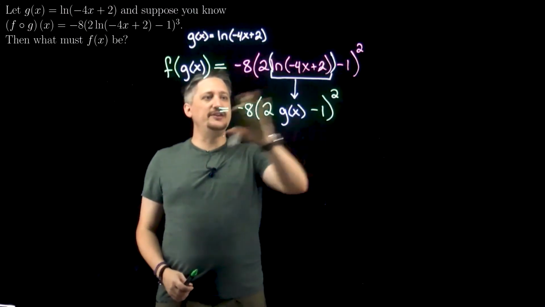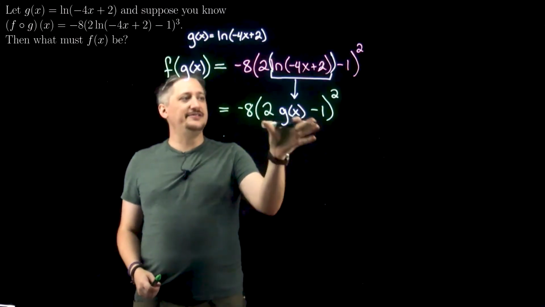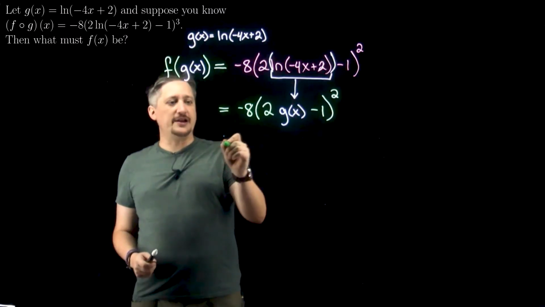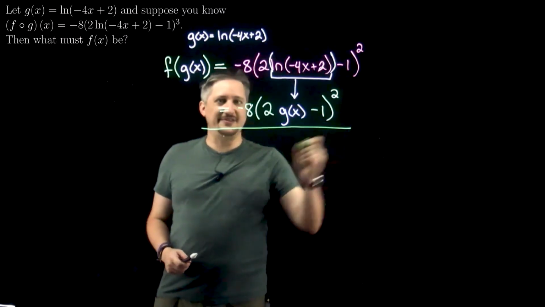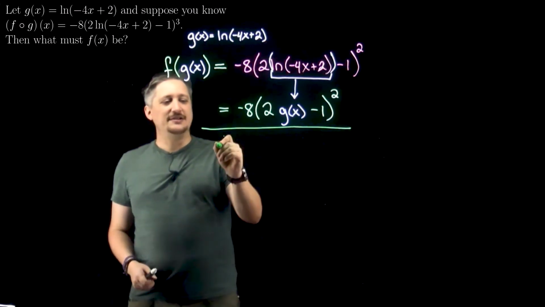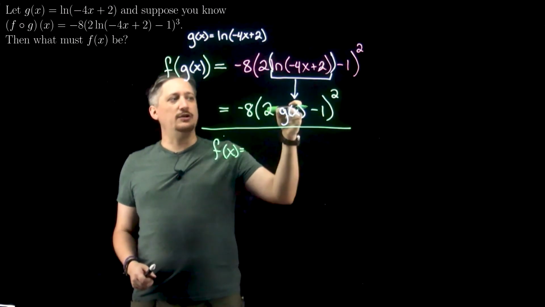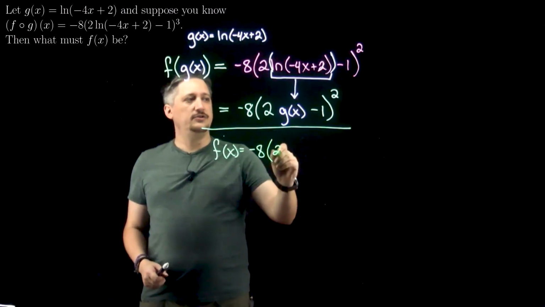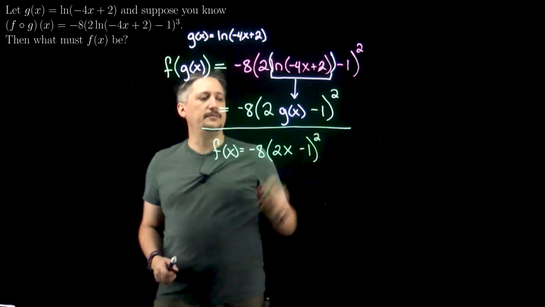So if this is f of g of x, what that tells me is f is this thing where I replace g with x. Importantly, I'm not going to write equals here, because this is the end of that computation, to be clear. What I'm going to say is f of x then is this thing where I replace g with x. So I'm going to have negative 8, 2x minus 1 squared. Okay?